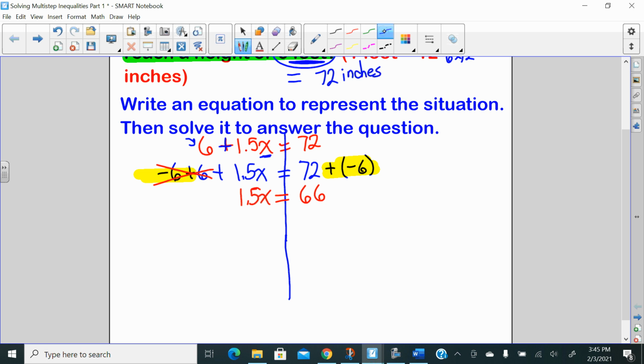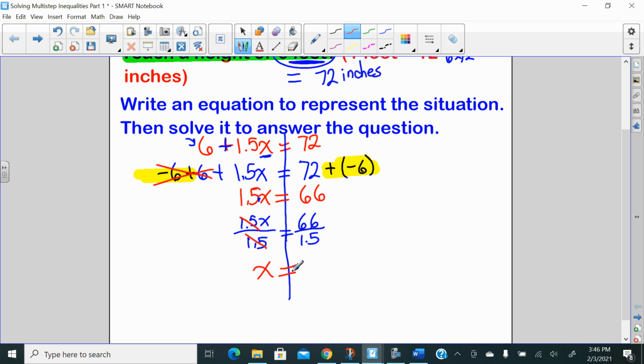Okay, now I've got to undo multiplication. What's the secret to undoing multiplication? It isn't a secret. You divide. It's the opposite. So we're going to take that 1.5x and divide it. We're going to take our 66 and divide it. What do we divide by to undo multiplying by 1.5? Yeah, you divide by 1.5. Exact same number you multiplied by. Those cancel out because anytime you have the same number on the top and bottom, they cancel out.